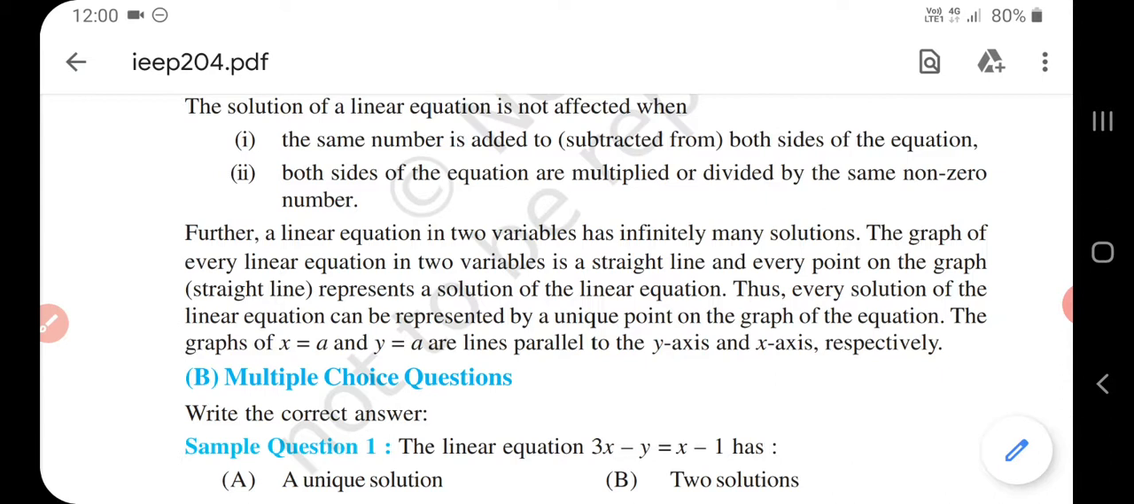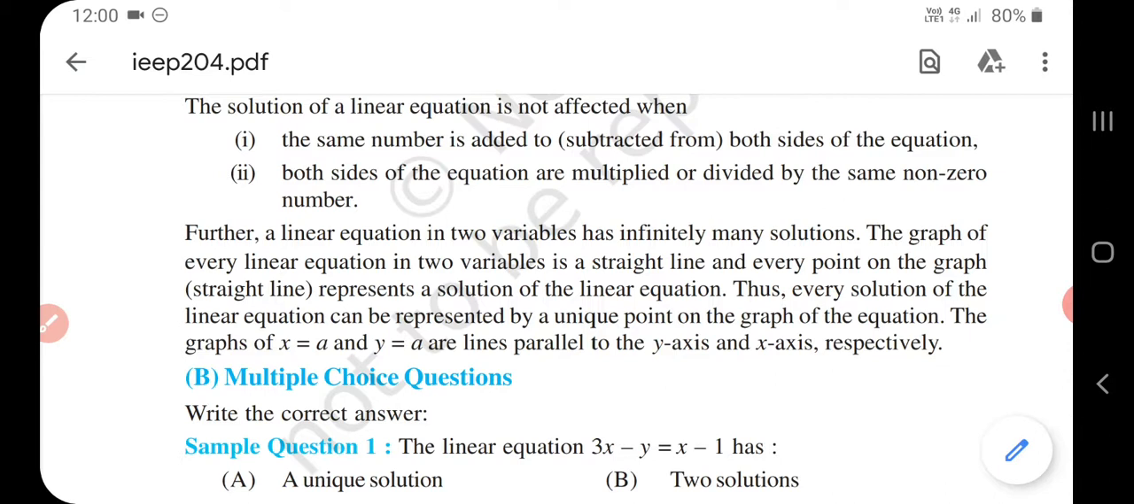Okay, understand? So remember this thing: whenever you want to write any statement or word problem as a linear equation, first identify the variable quantities and assume them as x and y. Then write the given condition in terms of x and y and convert it into the form ax + by + c = 0.